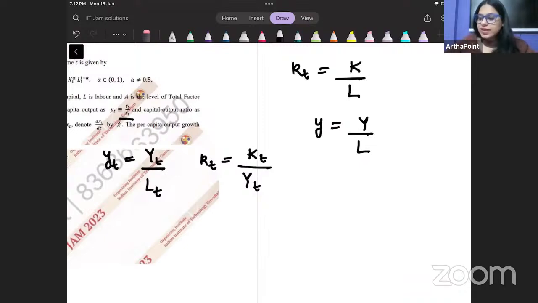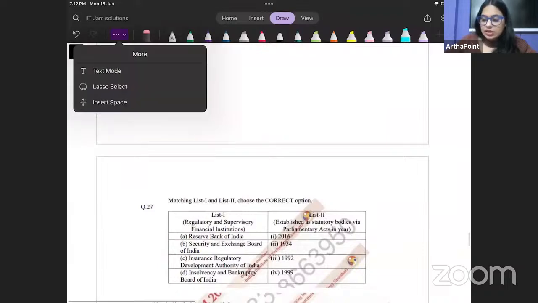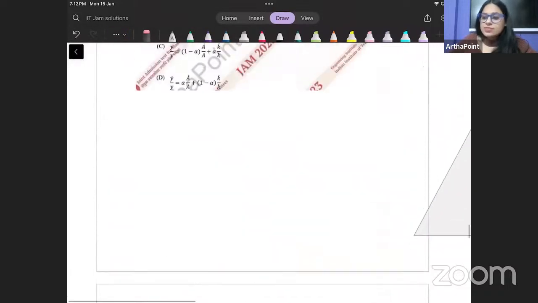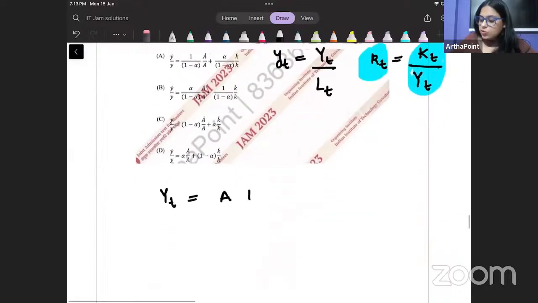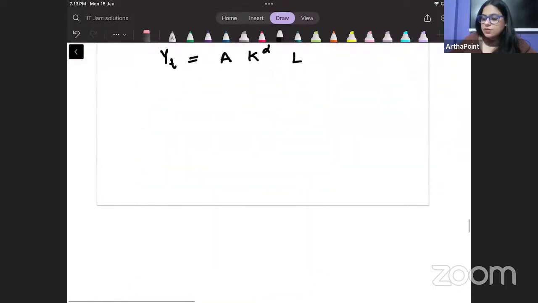In this question, they haven't given you K by L as small k. That is what the trick is all about. They have given you K by Y. और वहीं पे सब कुछ हम लोगों को ध्यान से एक बारी देखना है. So now let's start solving this. So I am starting with my production function. I am given Y is equal to A, K to the power alpha, L to the power 1 minus alpha.